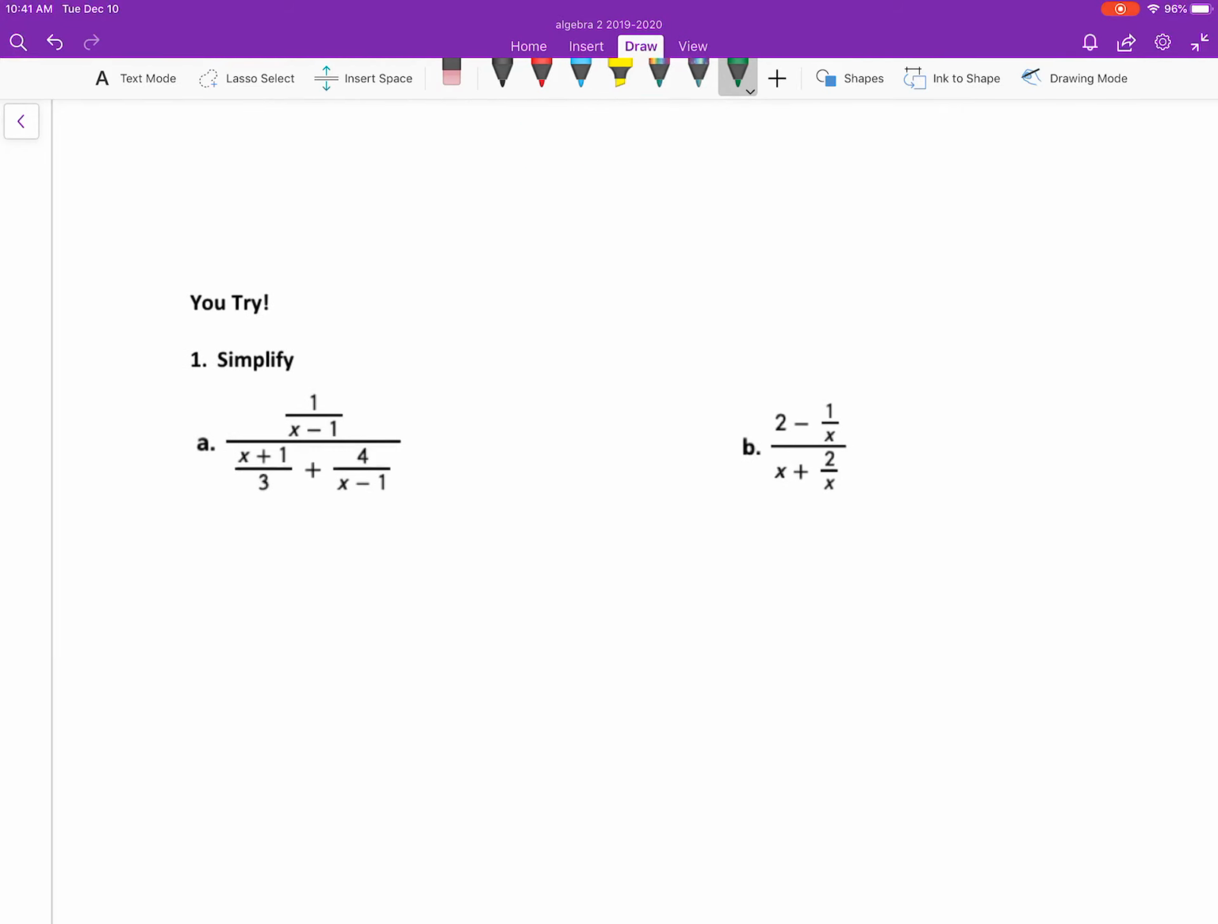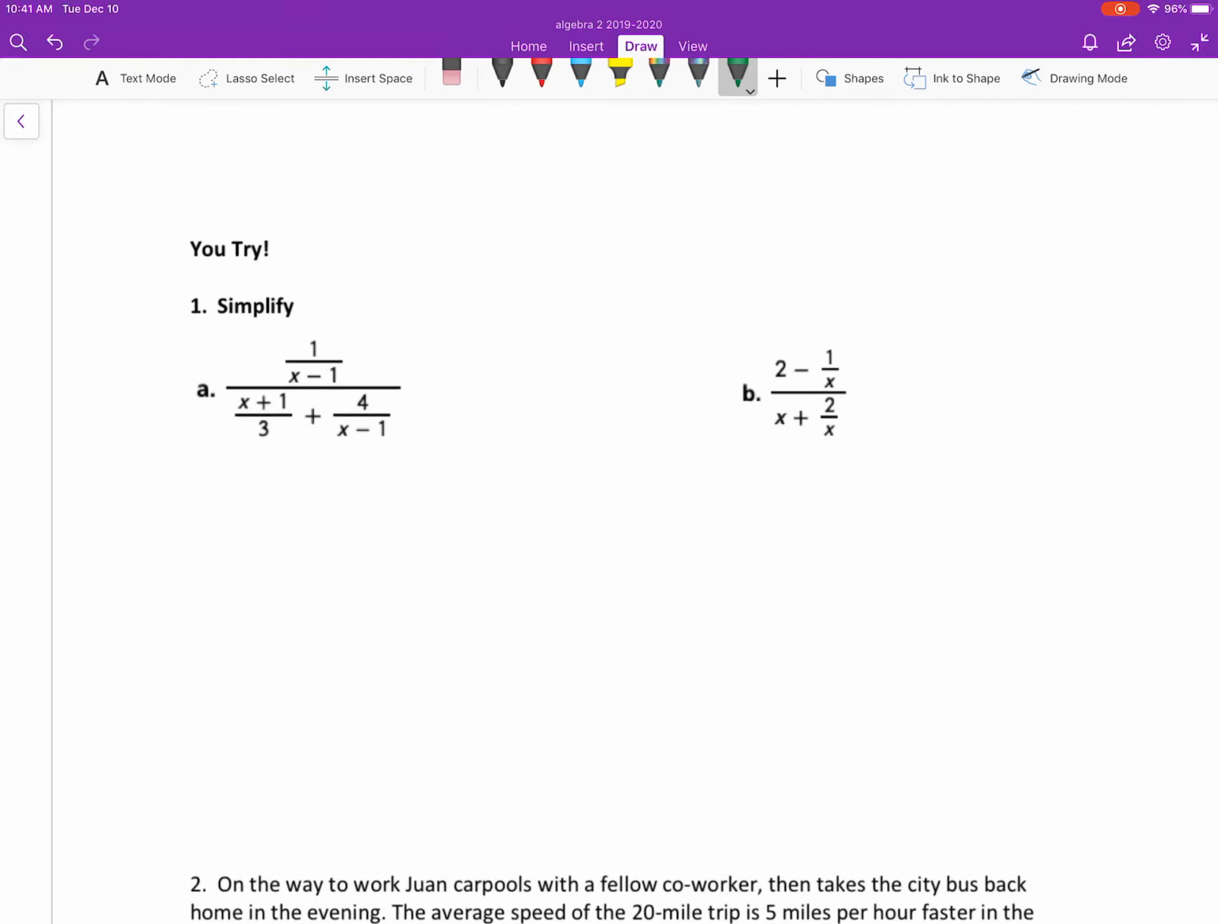There's a couple you tries down here. I'm going to go through one with you. I guess I'll go for this first one. The numerator is already simplified, so I'm going to work with the denominator down here. x plus 1 over 3 plus 4 over x minus 1, and I need to get a common denominator. This guy on this side needs an x minus 1 over x minus 1. This guy over here needs a 3, so it gets multiplied by 3 over 3. So then the common denominator is just 3 times x minus 1.